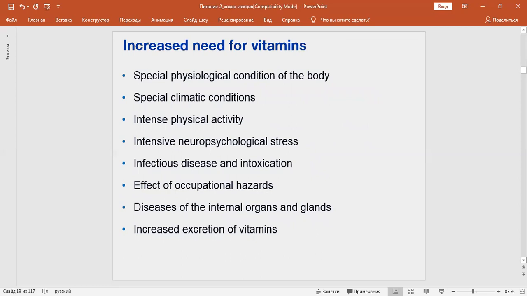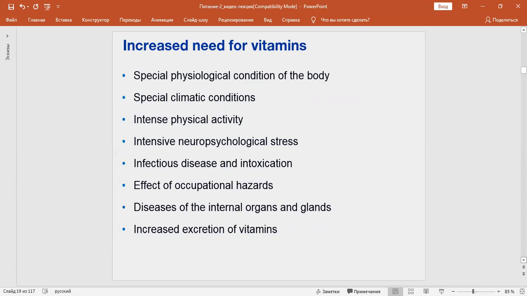Increased need for vitamins arises at special physiological conditions of the body, such as rapid growth, pregnancy, lactation, or due to exposure to special climatic conditions, for example, extreme cold climate. Intense physical load and/or neuropsychological stress also require increased intake of vitamins.